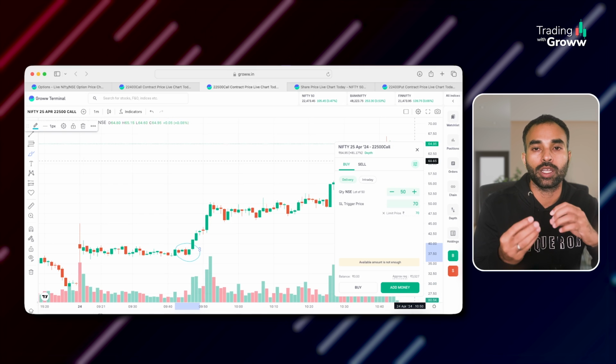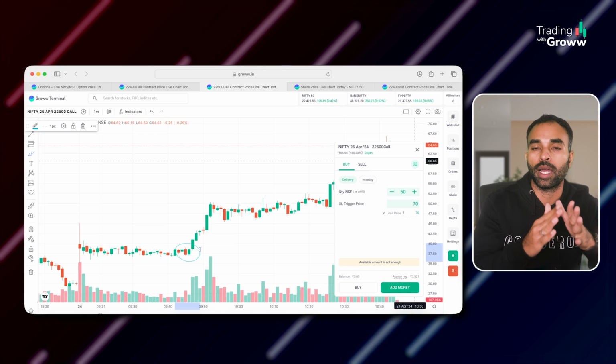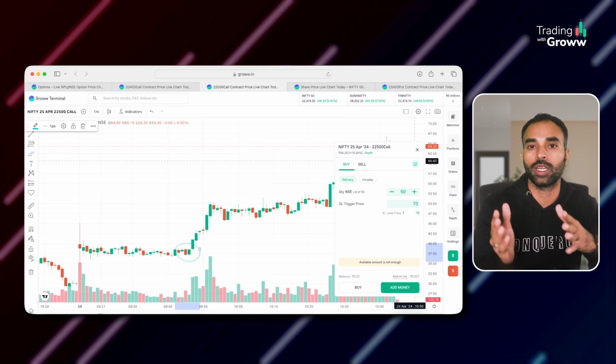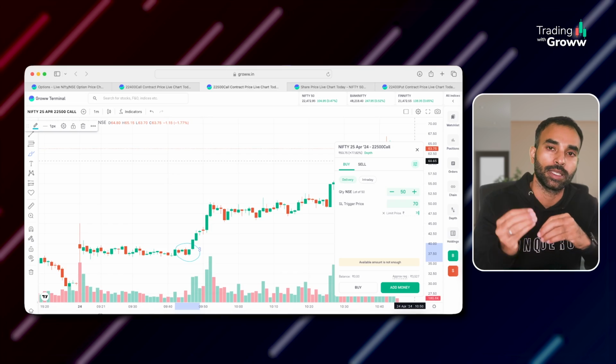So this way, when you are using stop loss, give 10% of your trigger price in the limit price so that it gets executed immediately. The stop loss jump will not happen very significantly. This way, you will not try to exit at the wrong time.